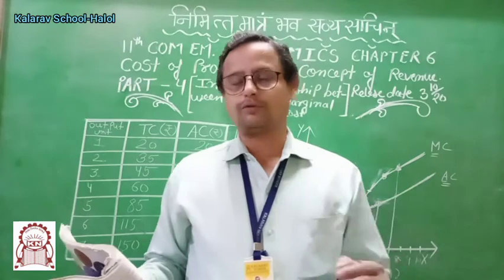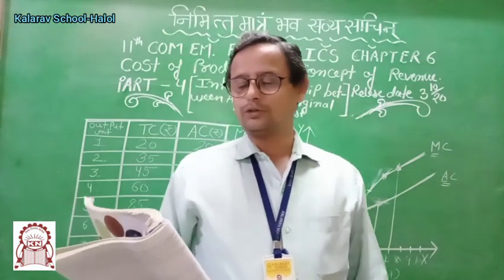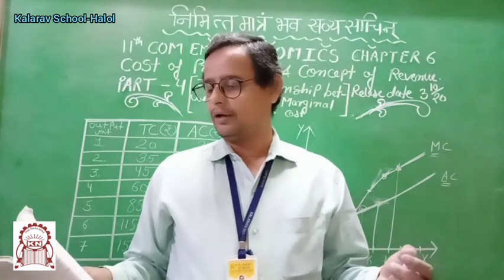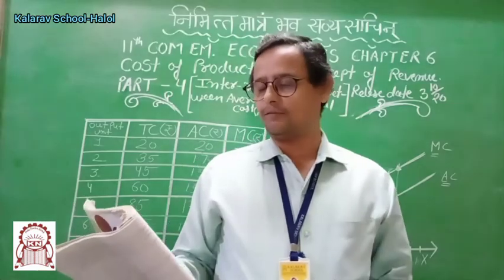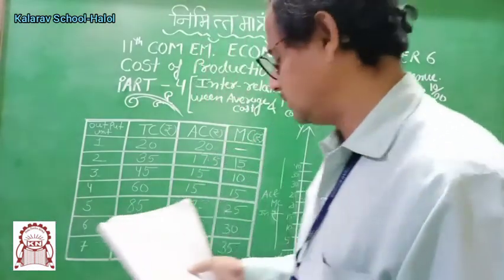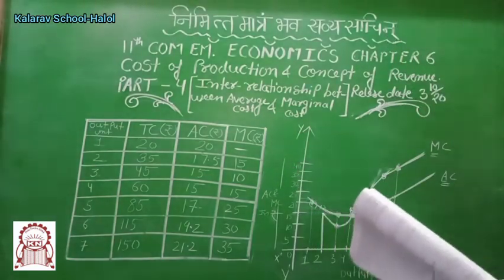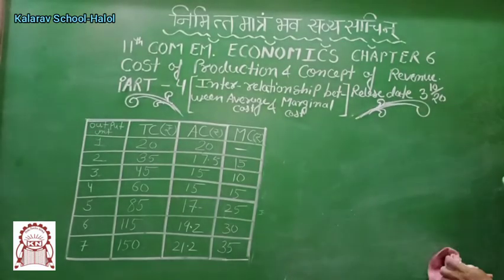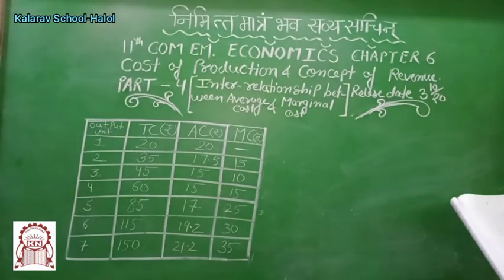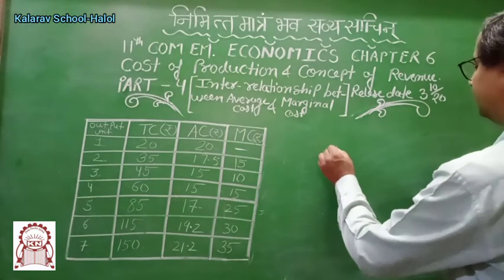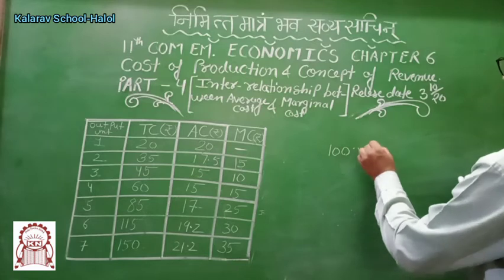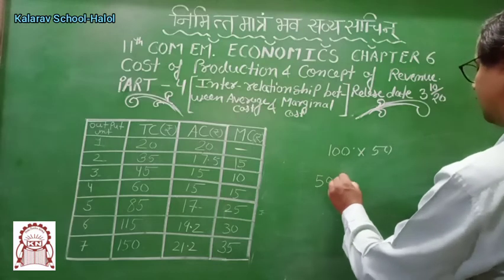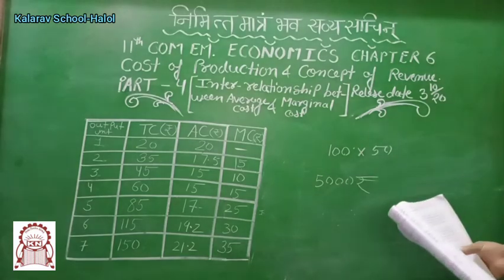So let's talk about total revenue first. So what is total revenue? Total revenue means whatever unit production is there, when you multiply it by the price of the commodity, then that is called the total revenue. Suppose, see here, suppose quantity is 100 units and your price is 50, then total revenue is how much? Your total revenue is 5,000 rupees. Is it clear?